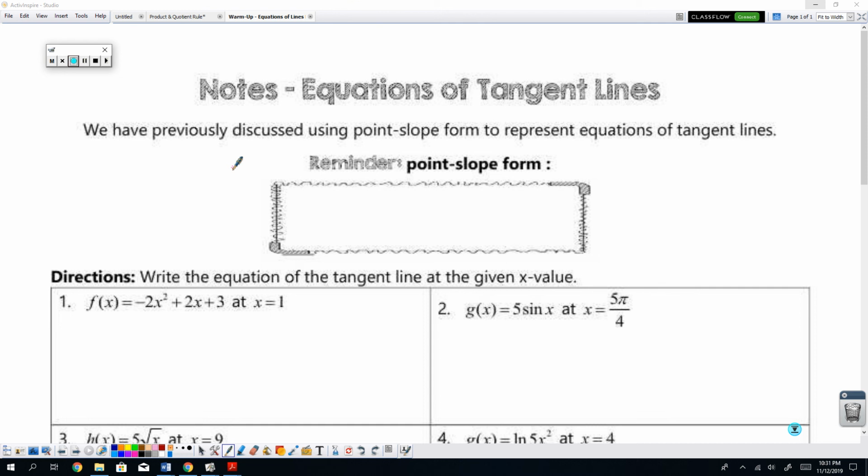Alright, so we're going to do a real quick video on equations of tangent lines. We previously discussed using point-slope form to represent equations of tangent lines. So what we're going to write down is a reminder of what point-slope form looks like. We have y minus y1 equals m times x minus x1. One thing you want to remember is that m is just your derivative. So slope and derivative are really the same exact thing. Okay? So it's just your derivative.